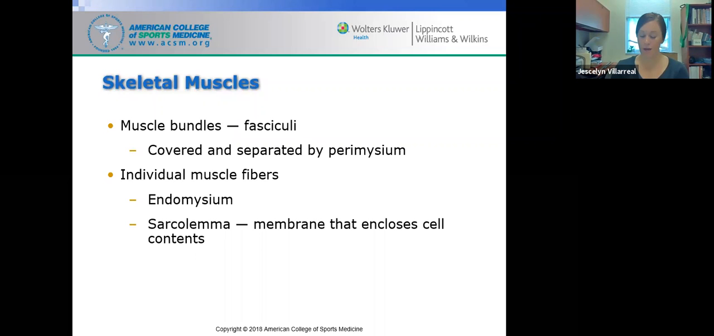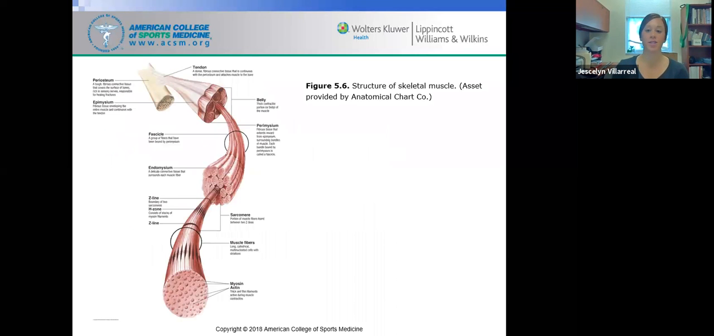Muscle bundles are also called fasciculi in your skeletal muscles. You have the endomysium, and you also have the sarcolemma. Sarcolemma is the cell membrane that encloses the cell contents of the muscle fiber, nuclei, local fat stores, and carbohydrate stores. Okay. So on page 149 is a picture of your skeletal muscle.